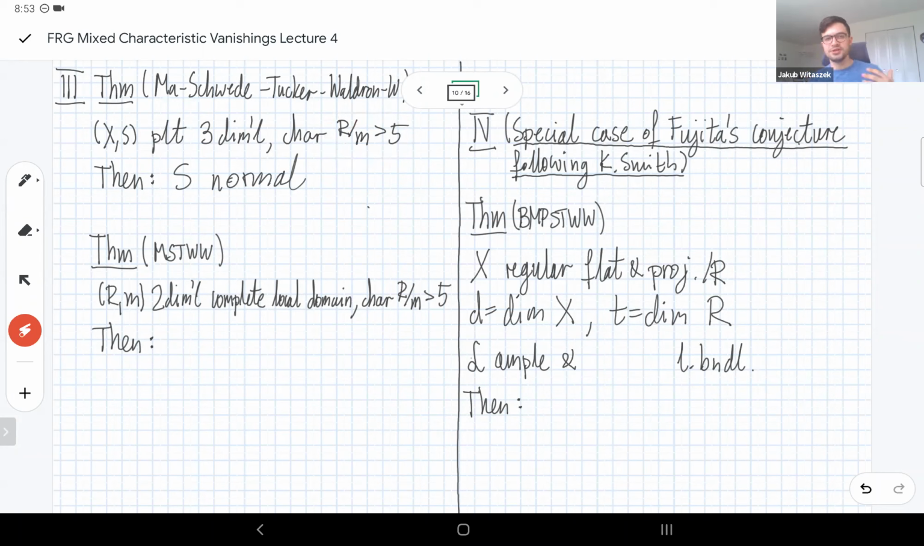So somehow when we had it, we see that maybe we're on the path to in the end get this MMP. And then maybe an important component, apart from the inversion of adjunction that one uses to prove this, is the following generalization of the result of Hara in positive characteristic. So if (R, m) is a 2-dimensional complete local domain and the residue characteristic is greater than 5, then Spec of R is KLT if and only if it is F-plus regular.